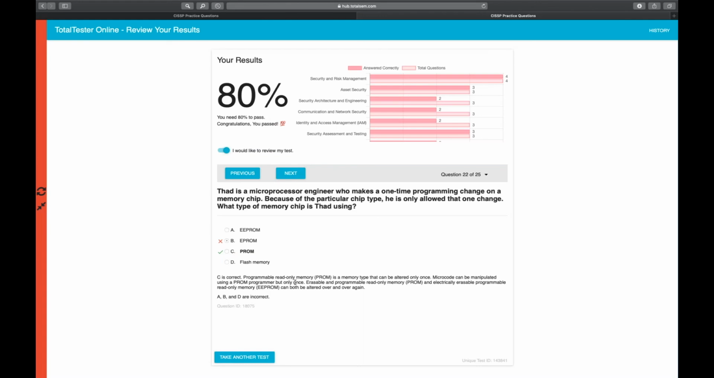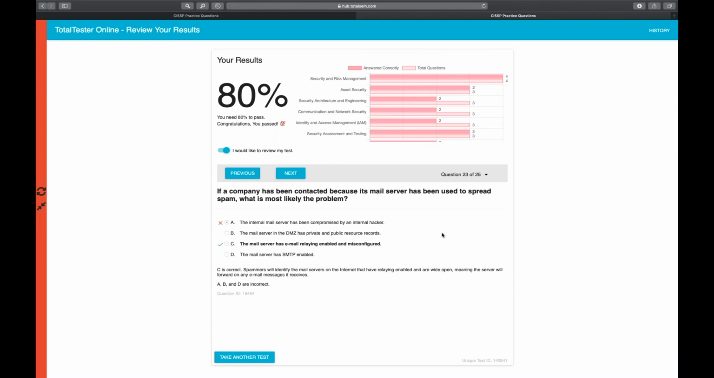Programmable read-only memory. Programmable read-only memory is a memory type that can be altered only once. Microcode can be manipulated using a PROM program, but only once. Erasable programmable read-only memory and electrically erasable programmable read-only memory can both be altered over and over again. Okay, all right. We learned something here.